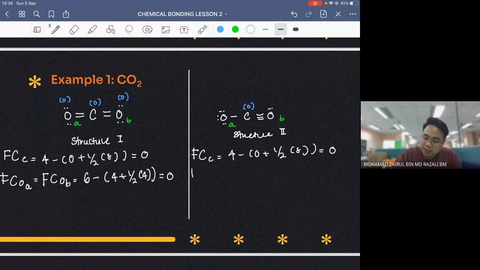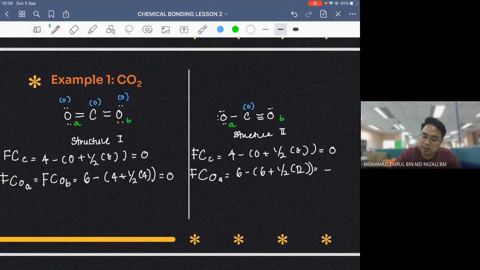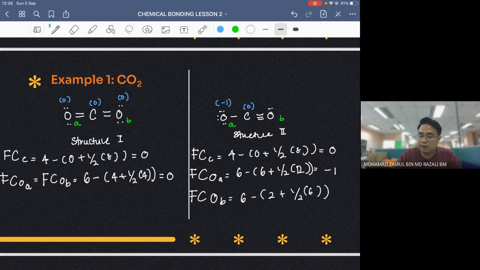So the formal charge for oxygen A: it has 6 valence electrons. Dari single bond, so 2. So 6 plus 1, 7. So this one equals minus 1. Okay, for oxygen B, the formal charge is 6 valence electrons, we have 2 lone pair plus ada 3 triple bond kan. So triple bond bersamaan dengan 6, so 2 plus 3 is 5. 6 minus 5 is positive 1. So this one is positive 1.